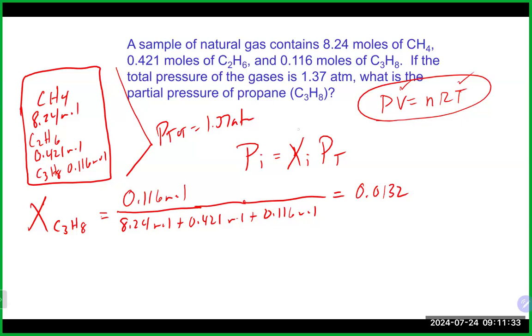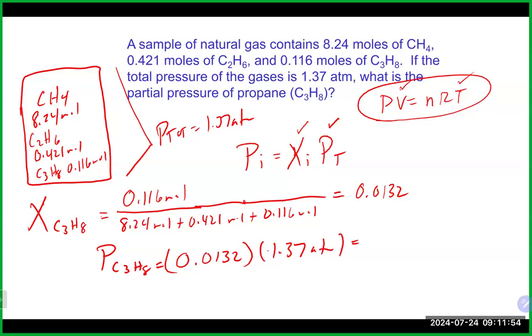With that, that is the mole fraction. We do have the total pressure given to us, so we could use this formula for our propane and calculate what we need. So 0.0132 times our total pressure of 1.37 atmospheres is going to get us 0.0181 atmospheres as the partial pressure of propane. Any question on that there?